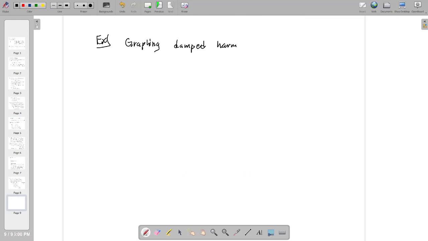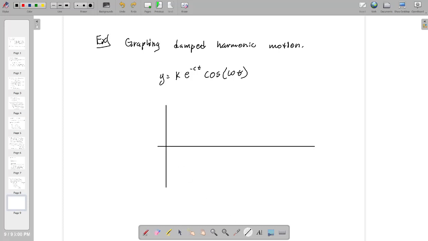So if we have this function, y equals k e to the negative ct, I'm going to use cosine omega t, because cosine is usually a little bit easier to see with the initial amplitude k. Suppose that we have this and I want to graph it out. So one period of damped harmonic motion will go from here to here. And of course, one period is 2 pi over omega, whatever omega is. Call this one period.